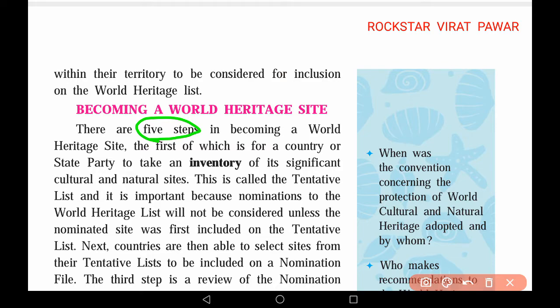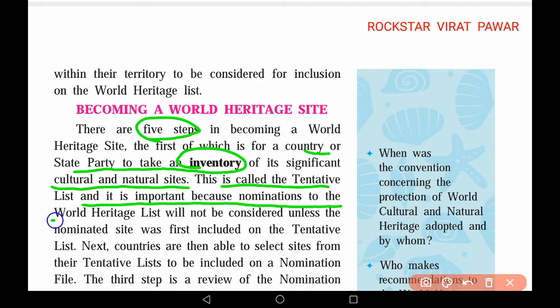The first step is for a country or a state party to take inventory of its significant cultural and natural sites. This is called a tentative list. It is important because a nomination to the World Heritage List will not be considered unless the nominated site was first included on the tentative list.